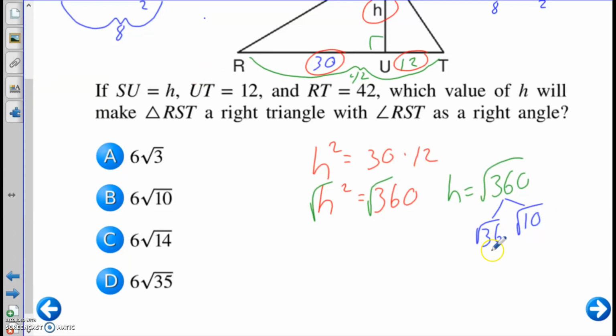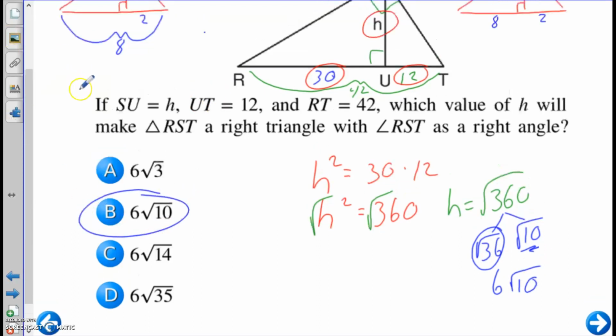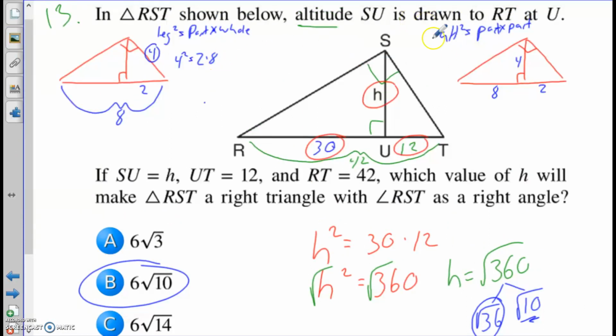That's because 36 is a square, because it comes from something times itself. Specifically, the square root of 36 is 6. 10 is not a square, so it stays inside. 6 rad 10 is our answer. This comes up every test, one of these two formulas, so you really need to be prepared for that.